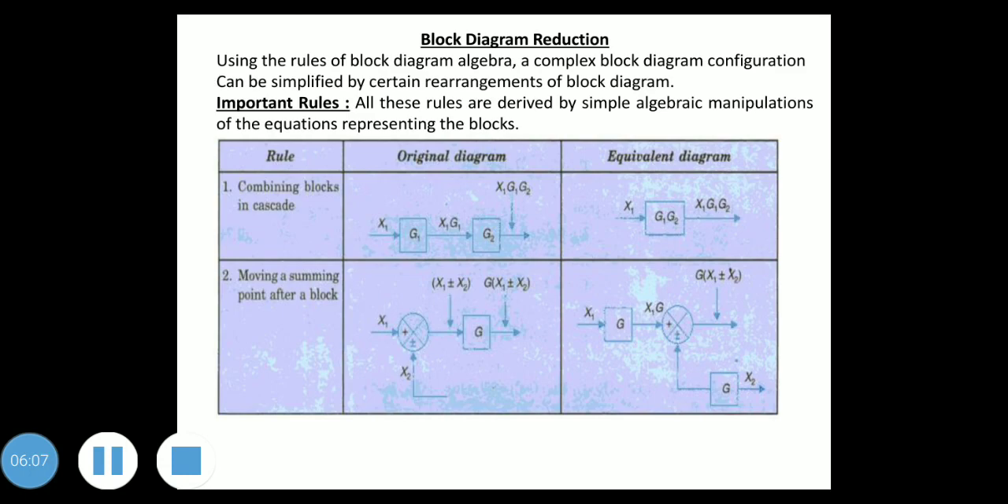Next we'll go for block diagram reduction. A complex block diagram configuration can be simplified by certain rearrangements of the block diagram using the rules of block diagram algebra. Now we are going to study some of the important rules which have been listed in this table. These rules have been derived by simple algebraic manipulations of the equations representing the blocks.